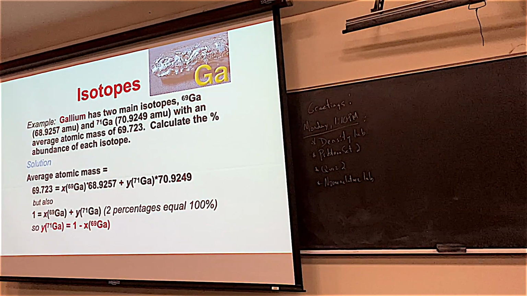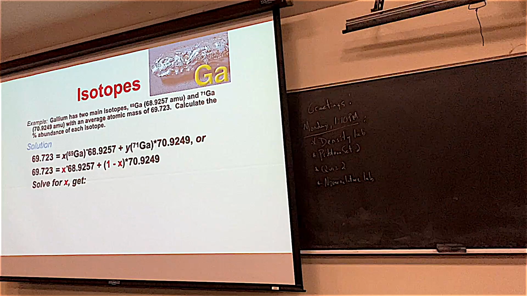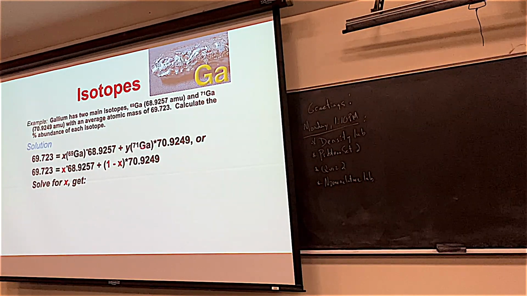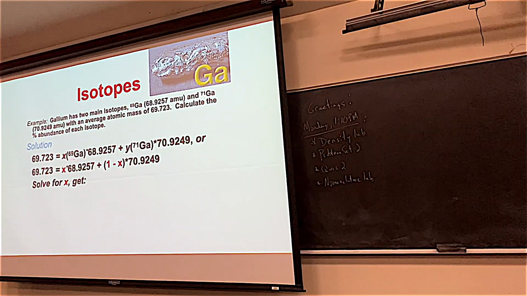Any questions on that? Okay, so here's the math. Here's what this ends up with. You have one equation for the y, you substitute in 1 minus x, which is a lot easier. So now you have one equation with one unknown x. And we're going to solve here for this x right here, the abundance of the 69.